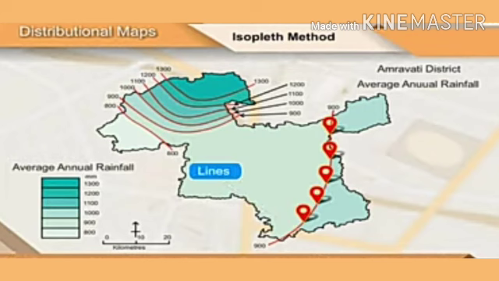Friends, on the basis of the information, isopleth maps are prepared using the following steps. We have to consider the highest and the lowest values of the variables, and the class intervals are decided to draw the isopleth maps. Apart from that, lines are drawn for the decided intervals.